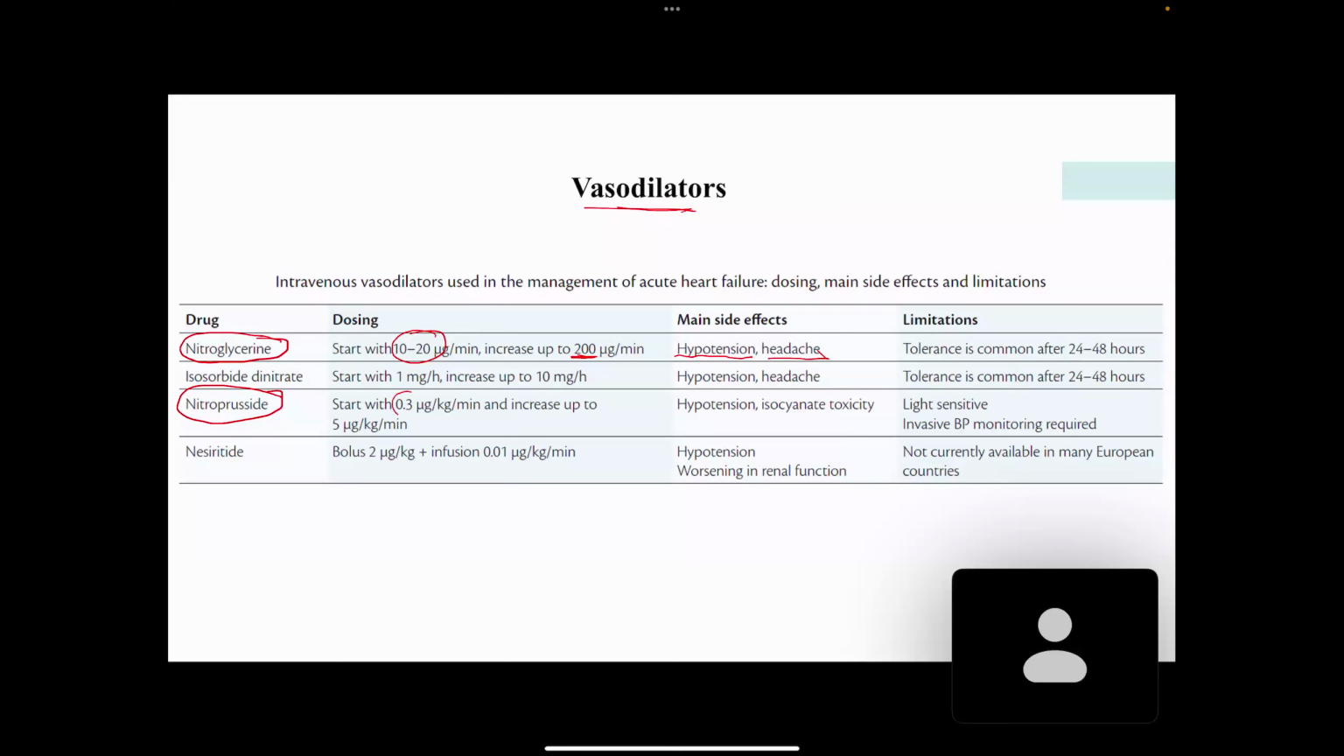Nitroprusside, the starting dose is 0.3 mics per kg per minute, and you can increase up to 5 mics per kg per minute. Again, the side effect is hypotension. Some patients may land up with cyanide toxicity. Remember, it is light sensitive, so you have to cover it while administering it to the patient.